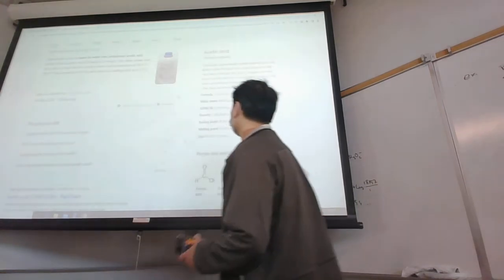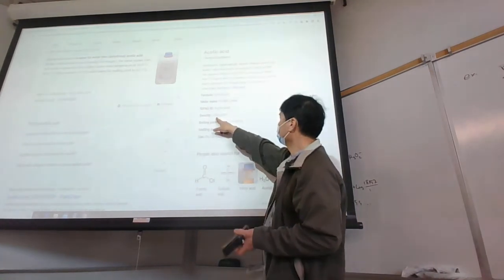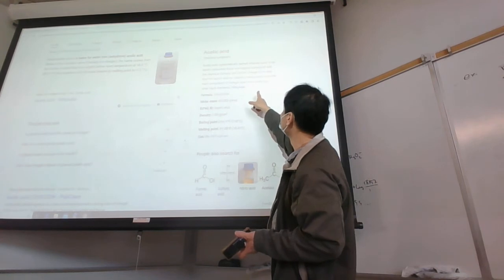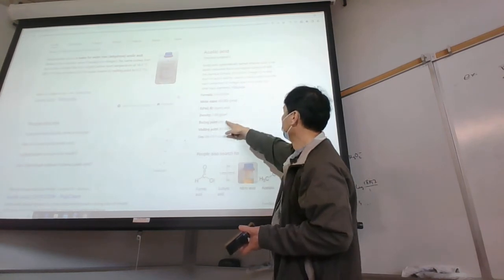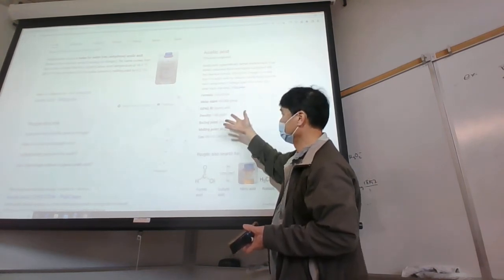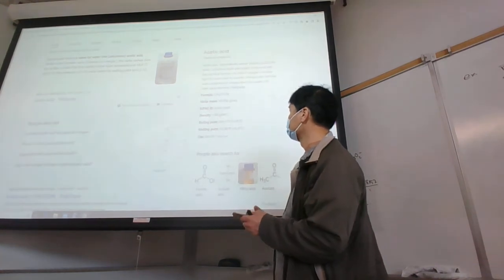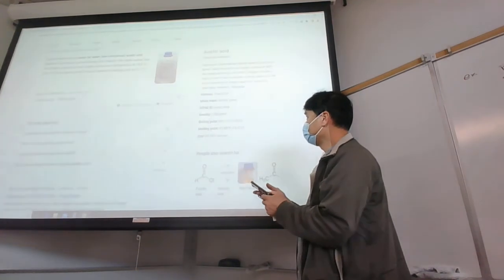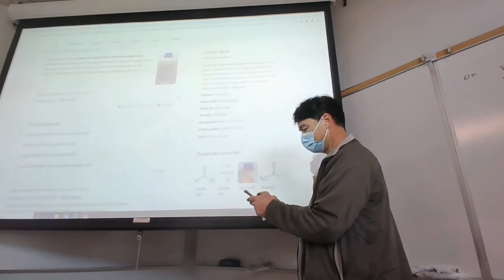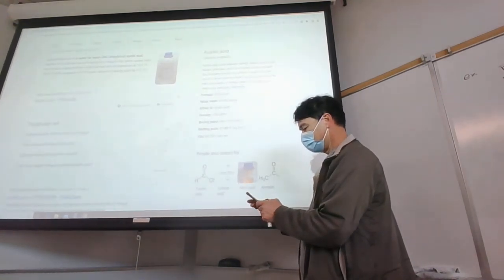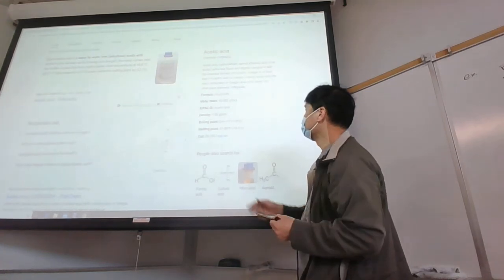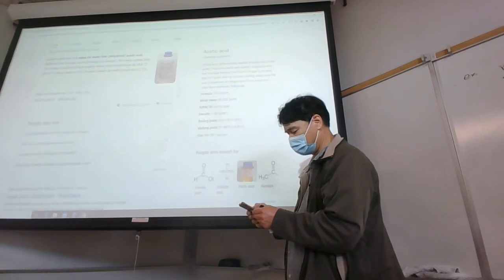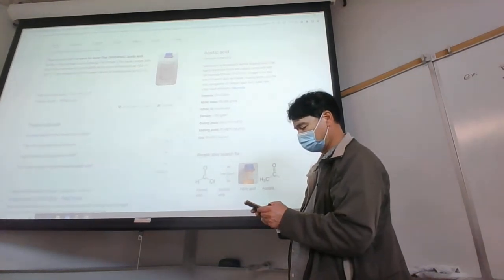Here. Pure acetic acid. This one is acidic. Vinegar has a density of 1.05, so close to water density. So I'm going to have 1,050 grams of acetic acid in a liter. And then there's 60 grams per mole, so divided by 60.05.